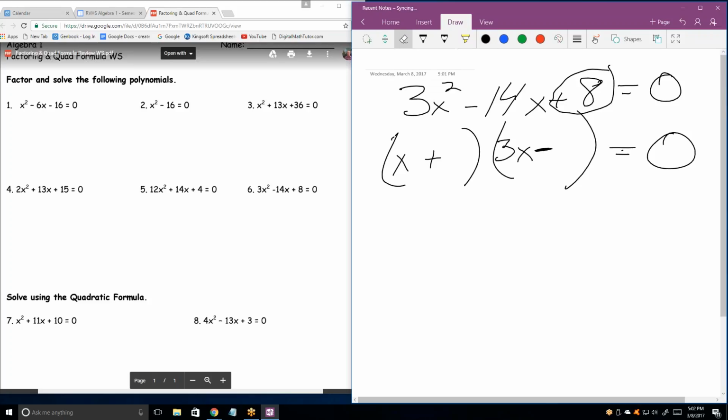So the first thing you have to do to determine the signs is check the sign in front of the constant. It's a plus. That means both signs are the same. That's all it means.